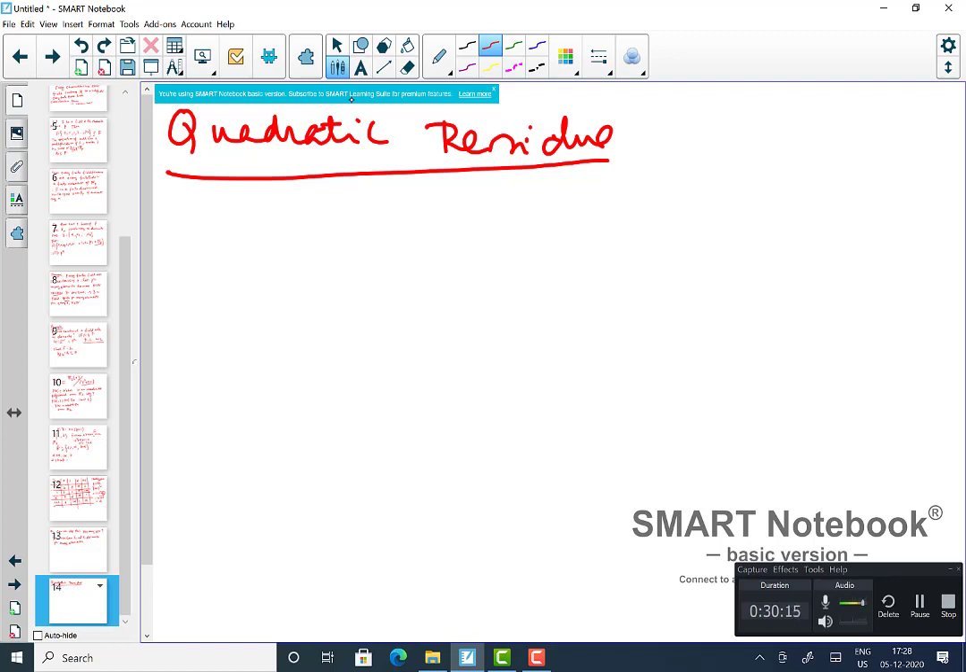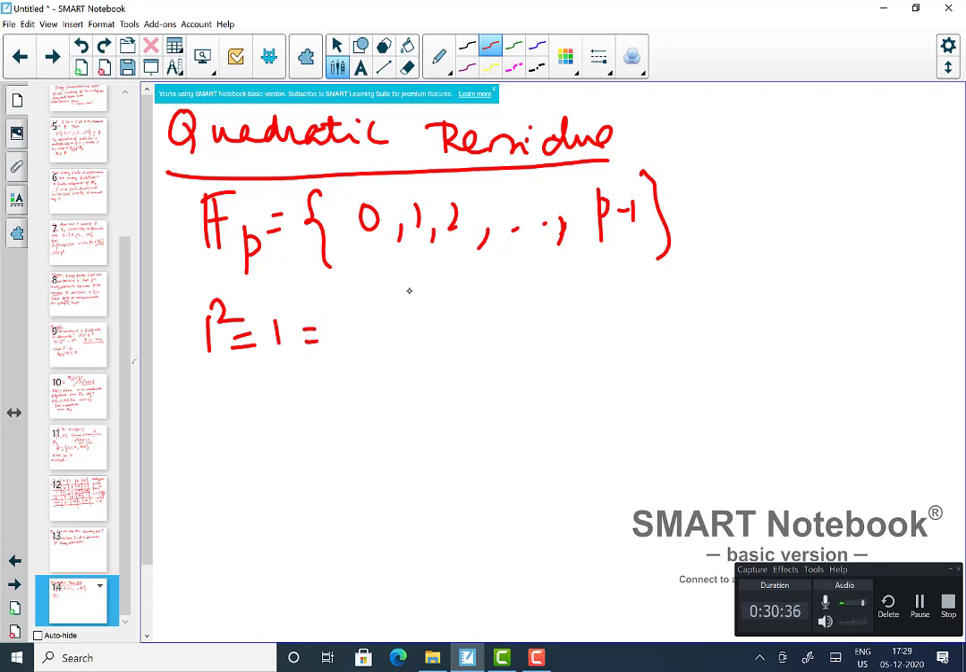So for example, let me start with F_p, then I will give you the general definition. Suppose in F_p, you are writing 0, 1, 2, up to p minus 1, which is also Z. So F_p means Z mod pZ, right? So I'm writing the elements of this form. Now you see that here, if you take 1 square, that will be 1, which is also equal to (p minus 1) square. You check it. Did you check it? Yes. Similarly, 2 square and (p minus 2) square will be the same.